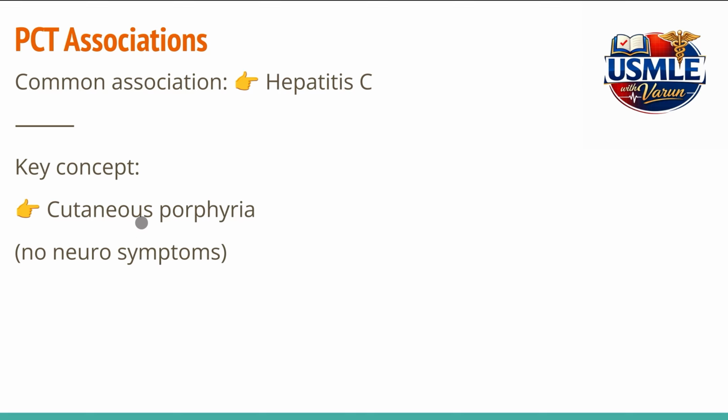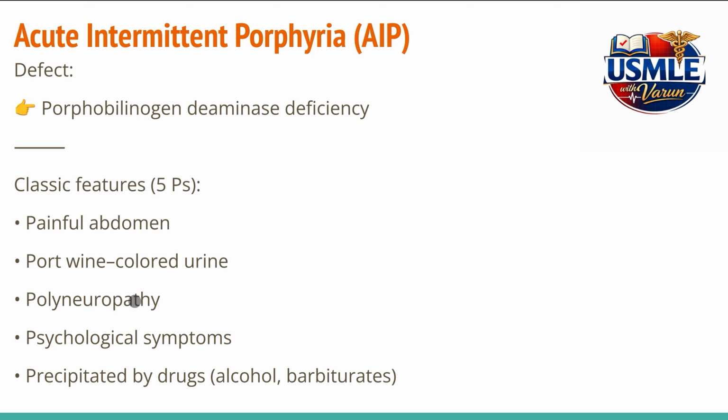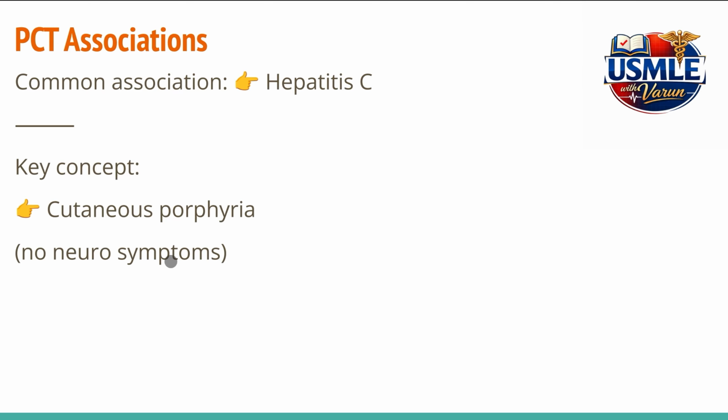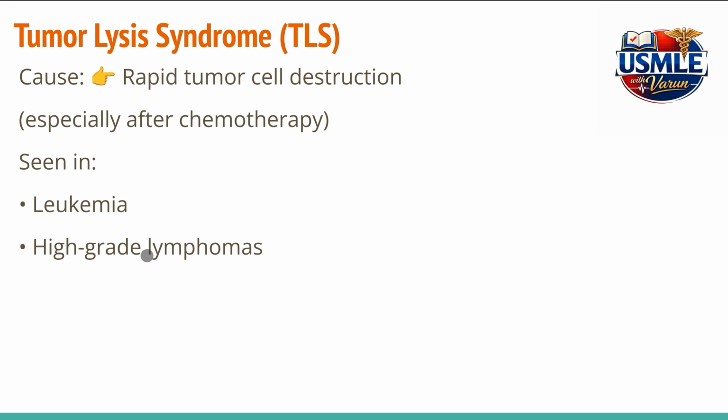it's primarily a cutaneous porphyria, and there are no neurological symptoms, just like we have discussed in acute intermittent porphyria, which comprises neurological symptoms alongside the port wine colored urine, painful abdomen, polyneuropathy, psychological symptoms, and precipitation with drugs. But PCT doesn't involve any neuro symptoms and is mostly concerned with cutaneous manifestations.